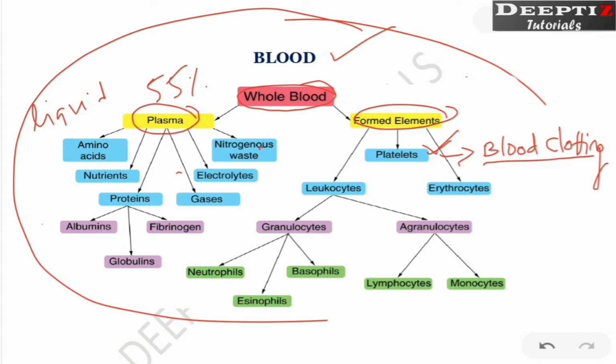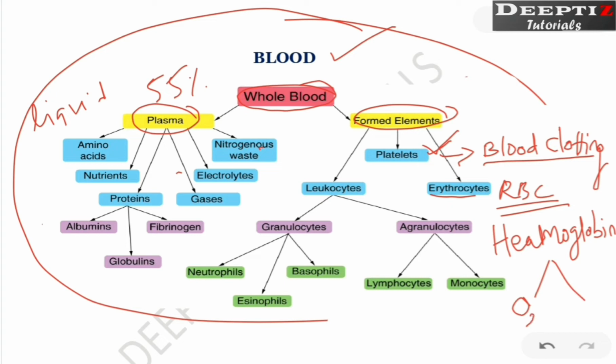Now erythrocytes, we know that this is also termed RBC, red blood cells. These red blood cells are red due to the presence of another substance, which we call hemoglobin. So why is blood red in color? Due to the presence of a substance called hemoglobin. Now this hemoglobin has the ability to carry oxygen as well as carbon dioxide.